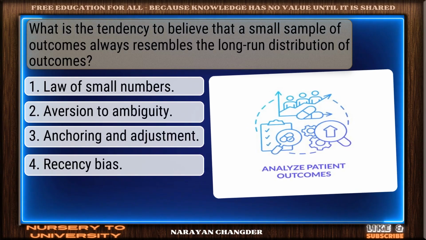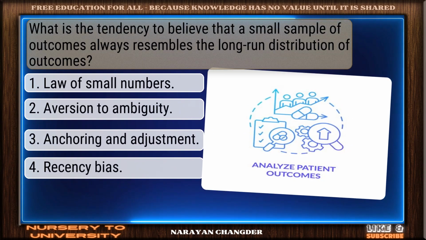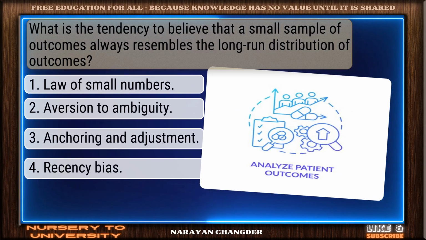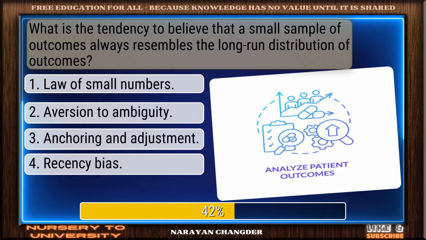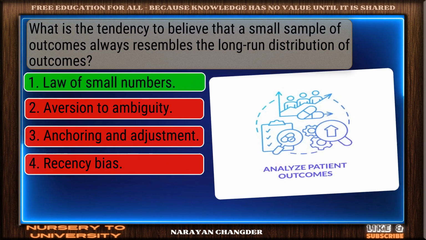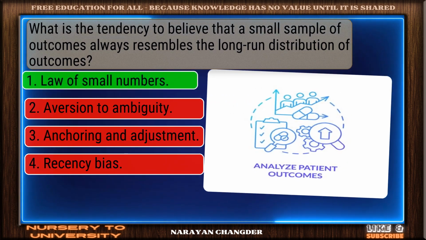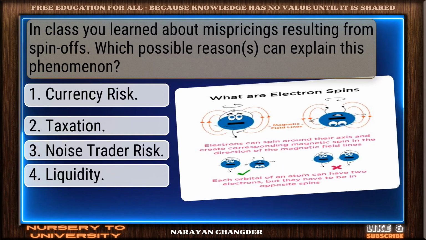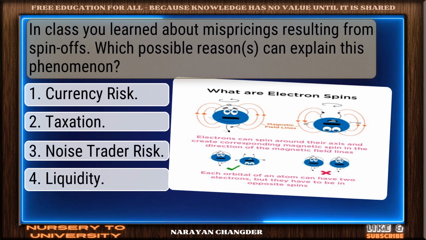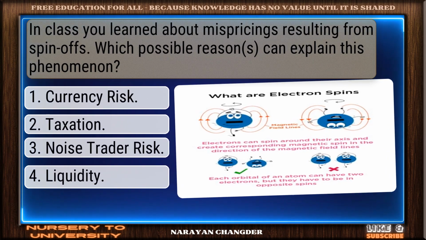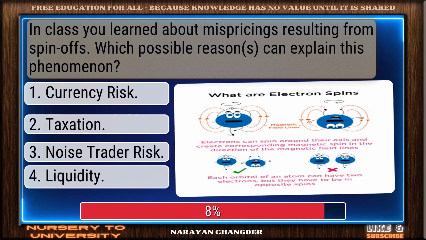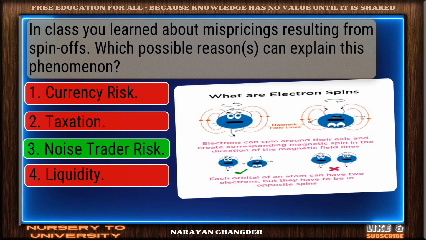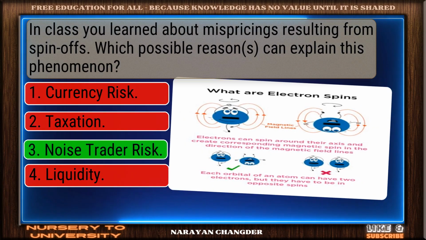What is the tendency to believe that a small sample of outcomes always resembles the long-run distribution of outcomes? Nice work. You chose law of small numbers, and it is correct. In class, you learned about mispricings resulting from spin-offs. Which possible reason can explain this phenomenon? Well picked. Noise trader risk is the correct answer.